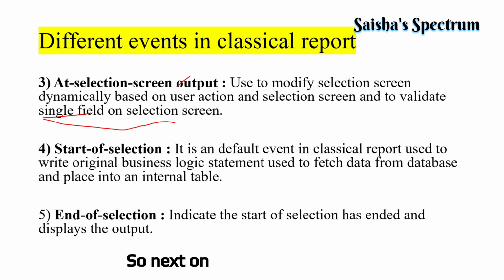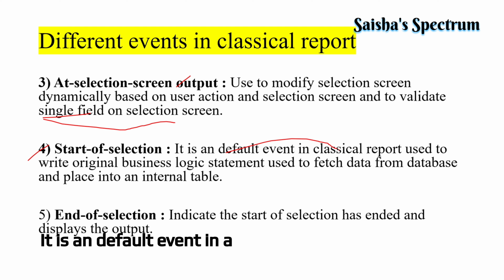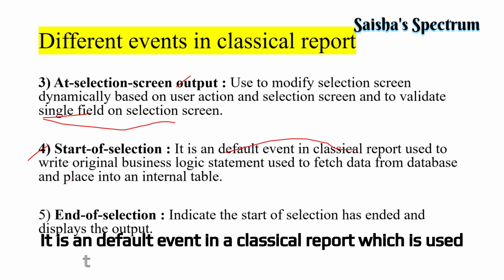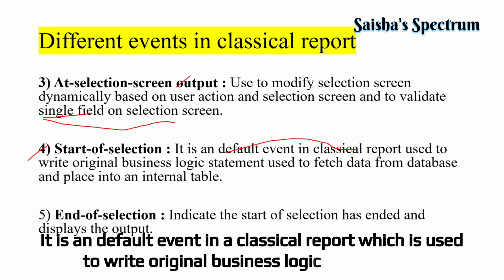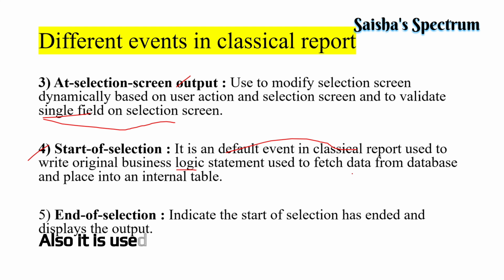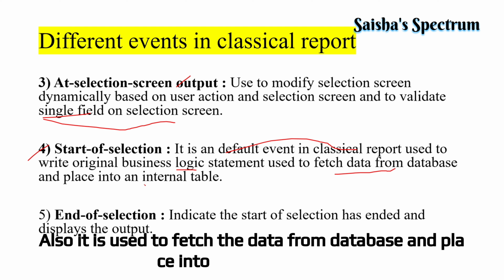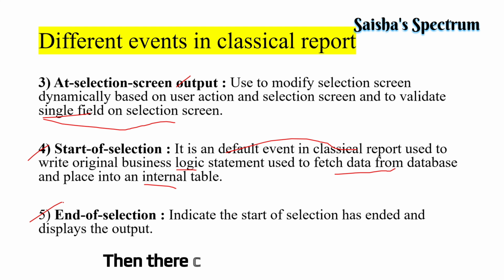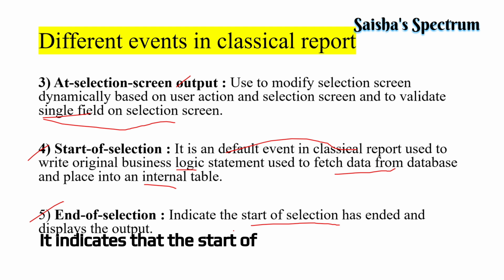So next one is start of selection. It is a default event in a classical report which is used to write original business logic statements. Also, it is used to fetch the data from the database and place it into an internal table. Then there comes an end of selection. It indicates whether the start of selection has ended successfully or not.